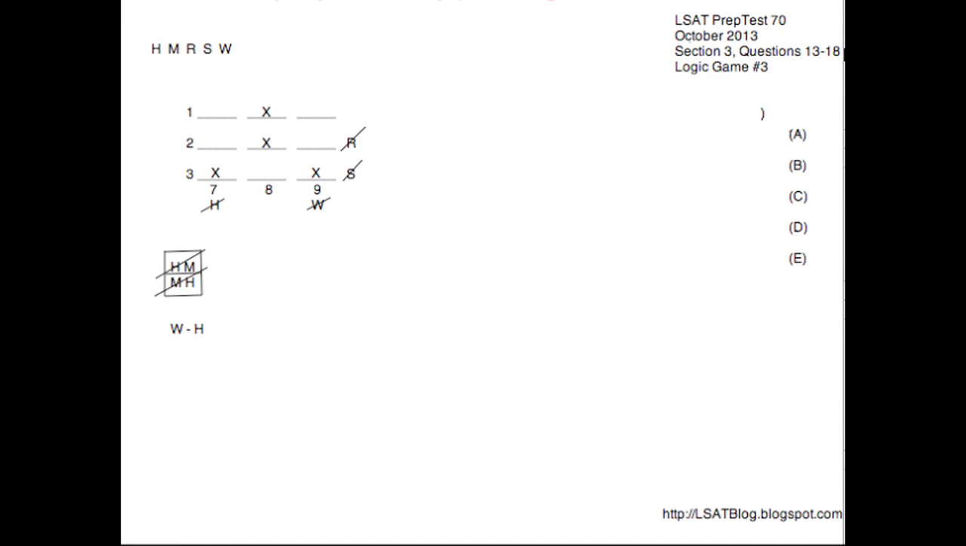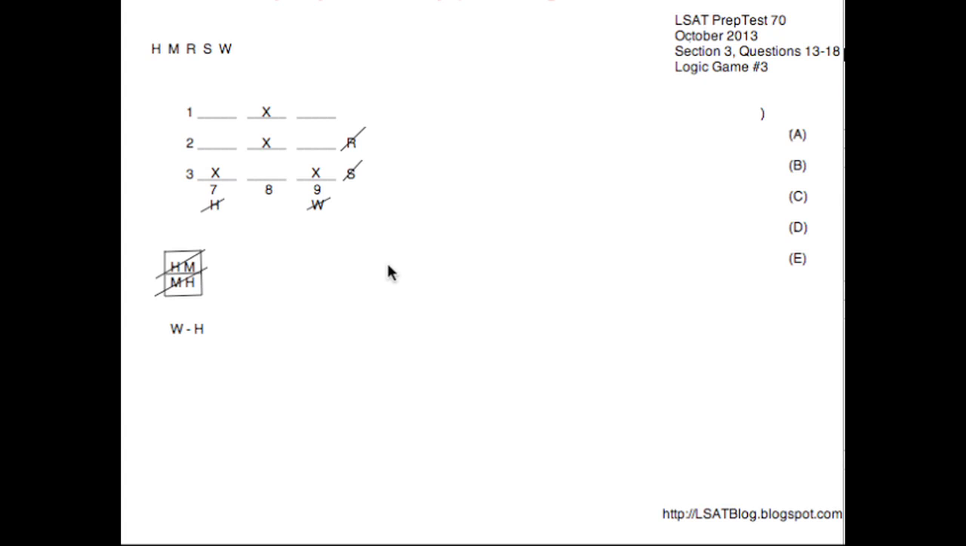Hey guys, in this video I'm going to explain the third logic game from LSAT PrepTest 70, which is the October 2013 LSAT. This is the game where we have 5 movies shown at a theater. We have horror, mystery, romance, sci-fi, and western. I've laid them out here on top. I've also laid out a main diagram and some rules, all of which I'm going to explain.